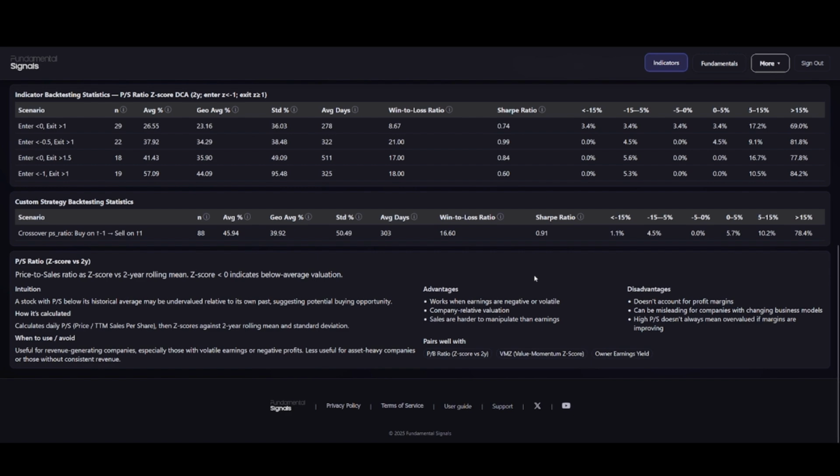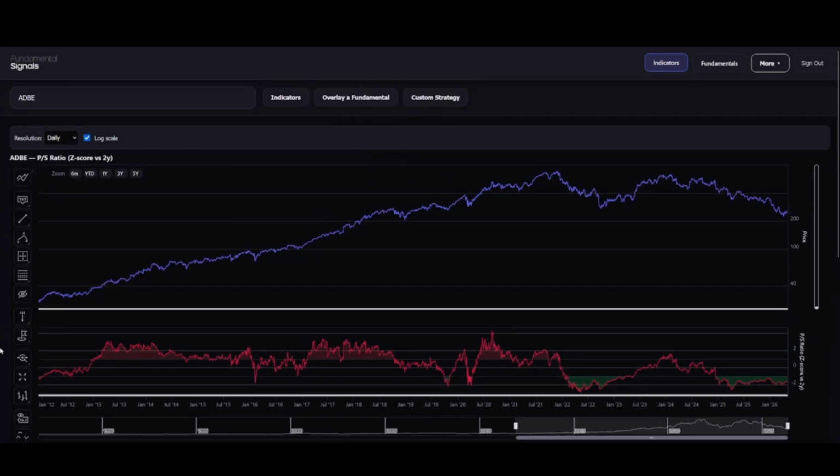And there is only a 6% chance that you would lose money and a 94% chance that you will gain something, and a 78% chance that you will gain above 15%. That's number one. P/S ratio undervalued massively. However, we need to wait longer, in my opinion.